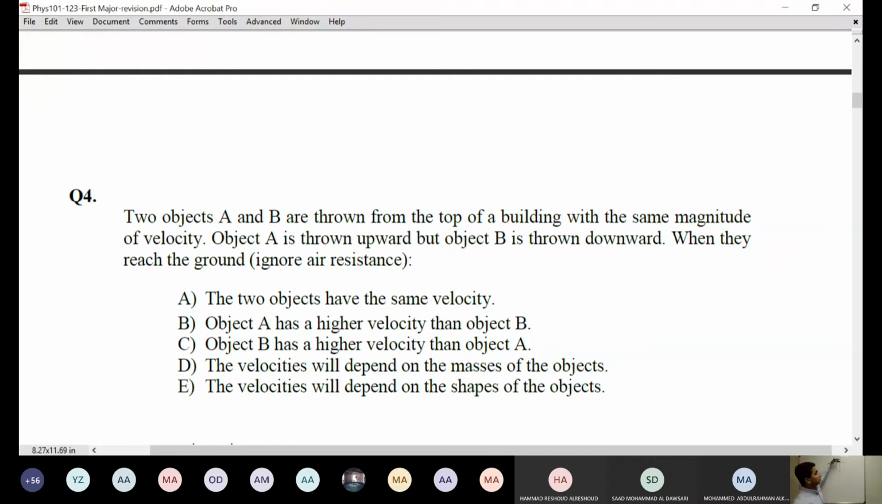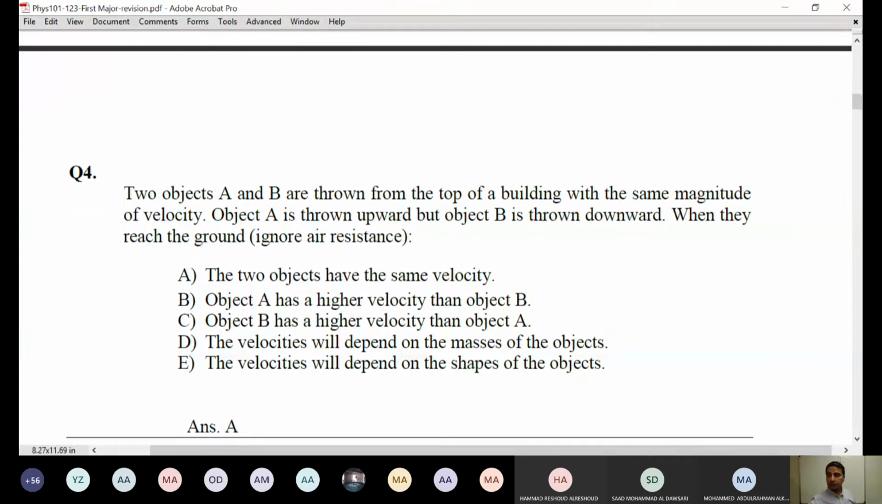So when it starts its journey below the line, it will just go the same as the object B has gone. Okay, so it will hit the ground. Both of them will be hitting the ground with the same velocity.